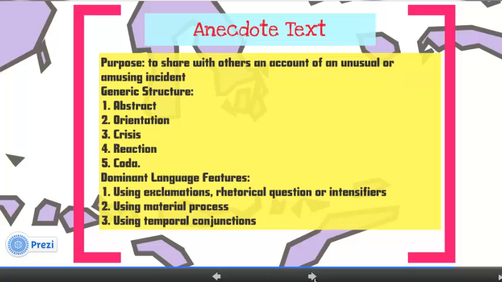And the dominant language features are using exclamations, rhetorical questions or intensifiers, using material process, and using temporal conjunction.